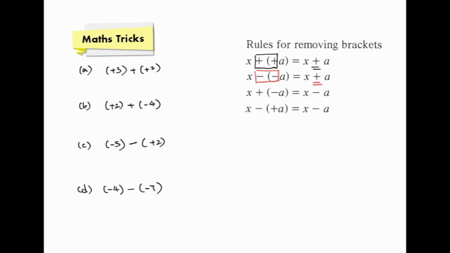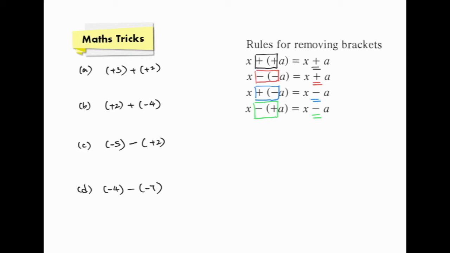Rule 3. X plus negative a. Positive, negative makes a negative. Rule 4. X minus positive a. Negative, positive makes a negative. Now, we apply these rules to the examples.